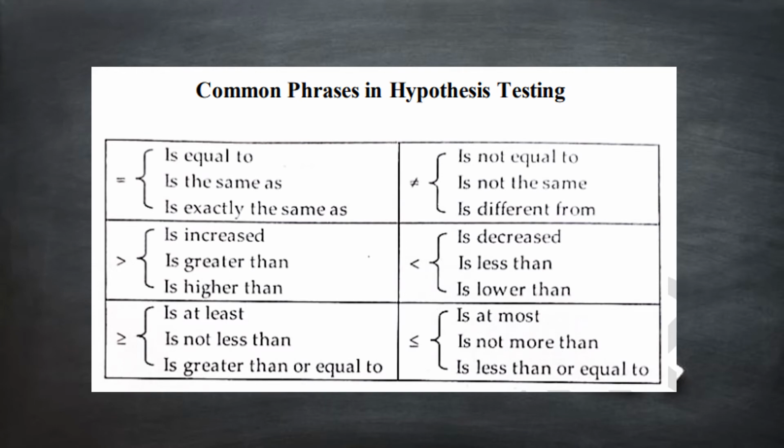Now that we know what a null and alternative hypothesis is, what we're going to do is try to identify the null and alternative hypotheses for a given word problem. But before that, kindly familiarize yourselves with these common phrases that you may encounter in the word problems that we will tackle.